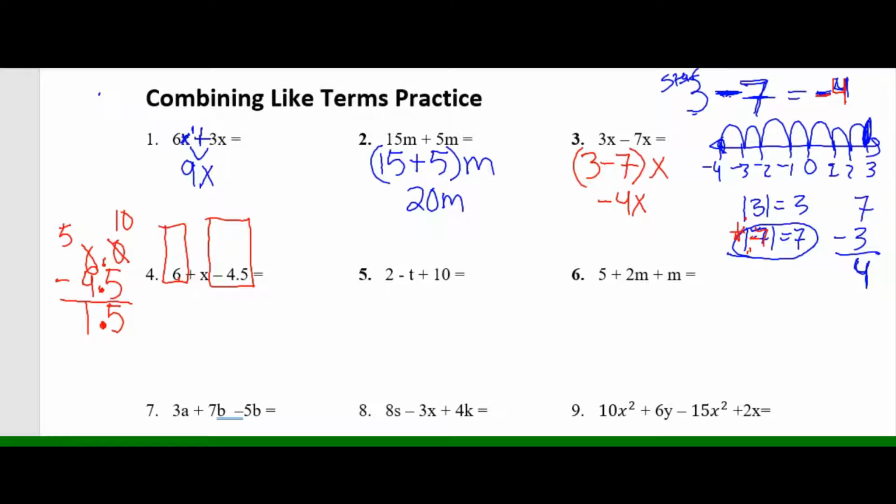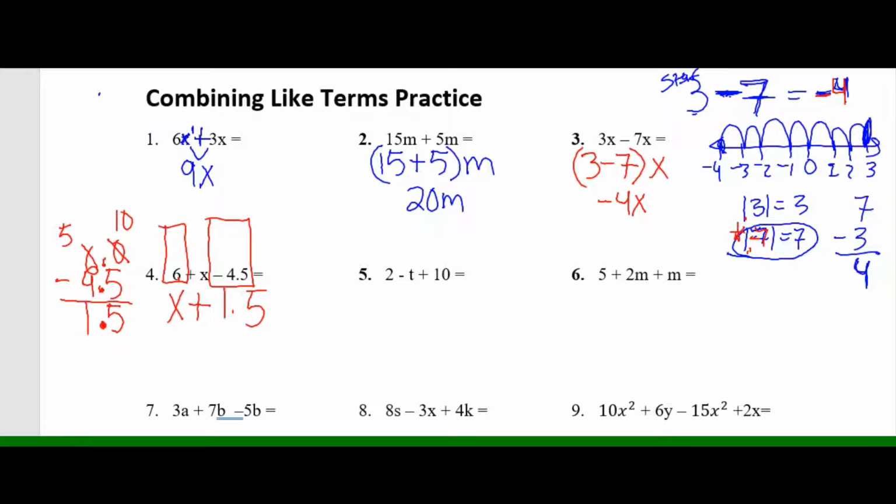So I'm going to combine these, and then I'm going to have my variable by itself because I don't have anything to combine terms with. And then this 6 minus 4 and 5/10 is positive, so I'm going to put plus 1 and 5/10. And that is the final answer there.